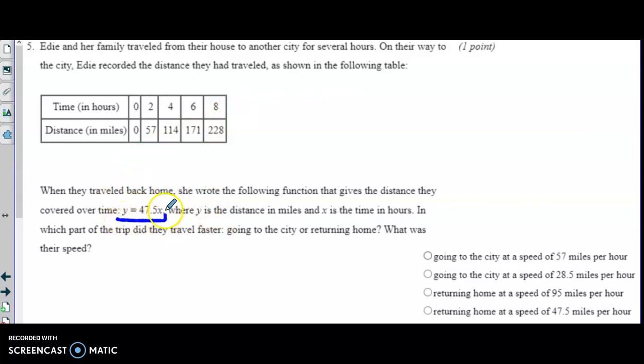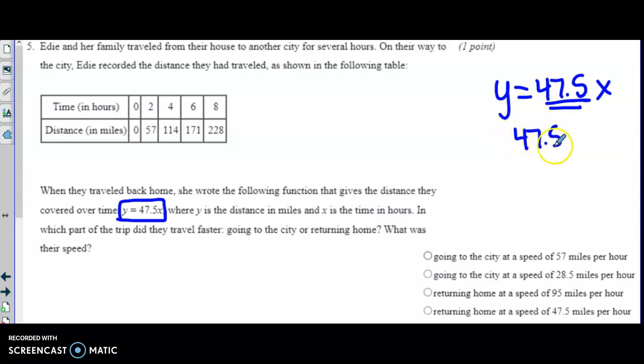When they give you slope-intercept form, remember that the number attached to x is the slope. So in this case, that is the speed, the rate of change. So coming home, returning home, they were going 47.5 miles per hour. So for every hour, they would go about 47.5 miles. So let's check how fast they went there.